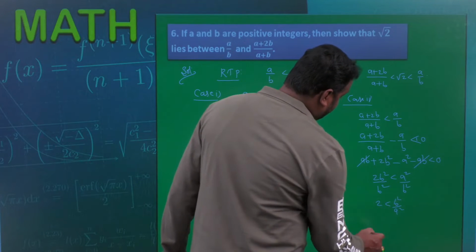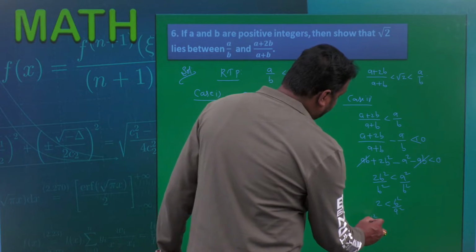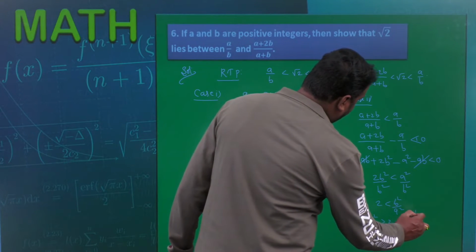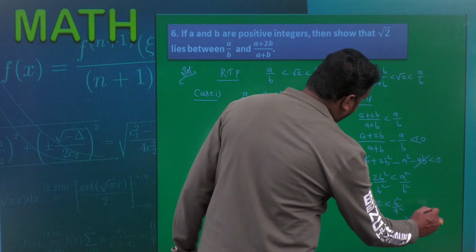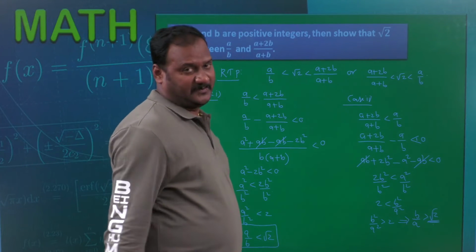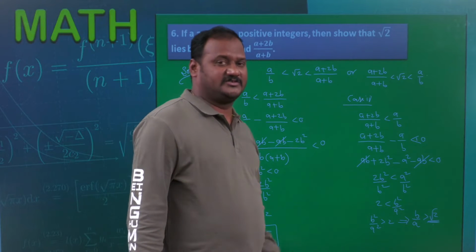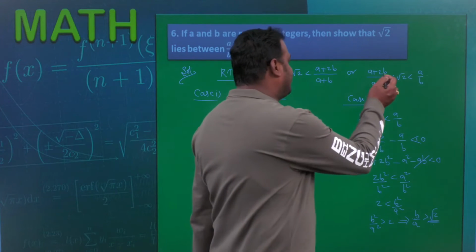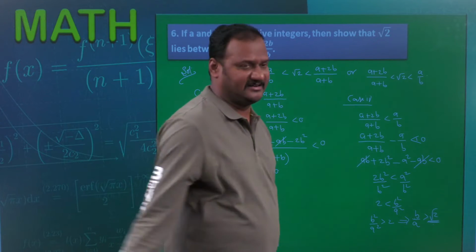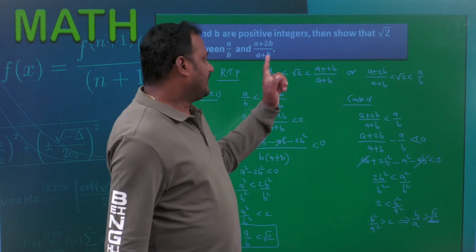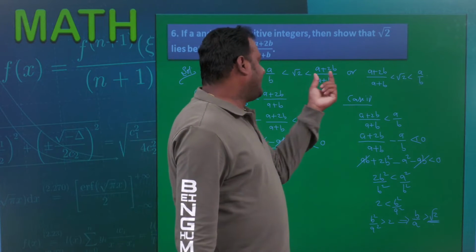2 less than b square by a square means b square by a square is greater than 2, which means b by a is greater than root 2. See here, b by a value is greater than root 2, which means root 2 is less than b by a. Why is root 2 less than b by a? Because a plus 2b by a plus b is smaller. So in both the cases we proved that root 2 lies between a by b and a plus 2b by a plus b.